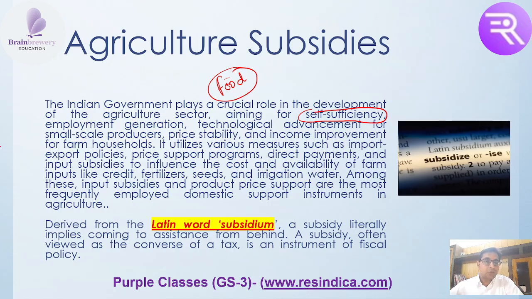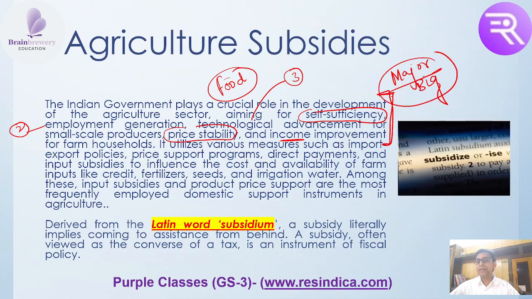Along with that, we are also focusing on employment generation. That is the second part. Then third is the technological advancement that we wanted to focus on. Then price stability and income improvement for the farm household. So these are the major and big points, exactly what we wanted to achieve by improving agriculture.